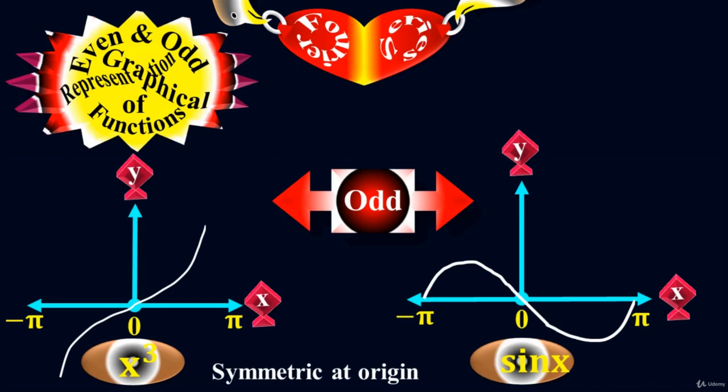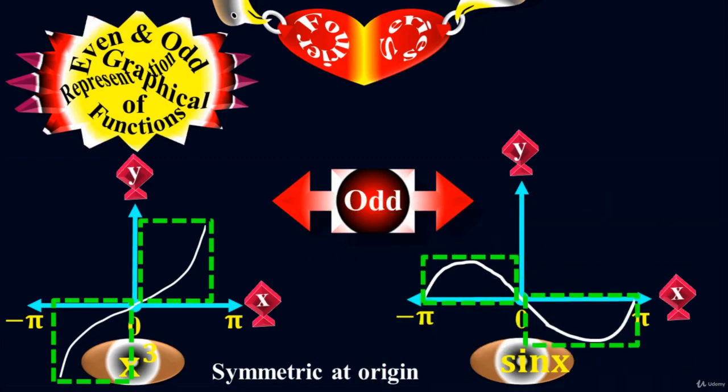Look at the x cubed function, where this side of the graph, which is in the first quadrant, equals this side in the lower quadrant. You see here it looks like you place a mirror at the origin. It is symmetric at the origin, not symmetric on the y-axis. Similarly, look at the sine x, where this side equals the lower side here. Again, when you see here, it looks like you have a mirror at the origin, not on the y-axis. So sine x is symmetric at the origin. So these were the graphical representations of even and odd functions.